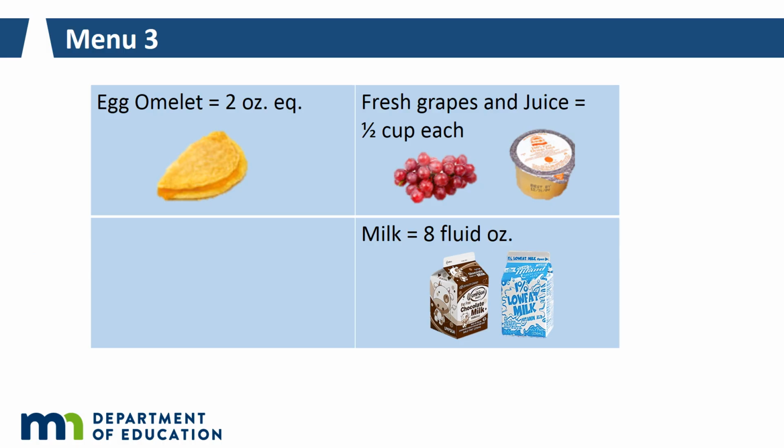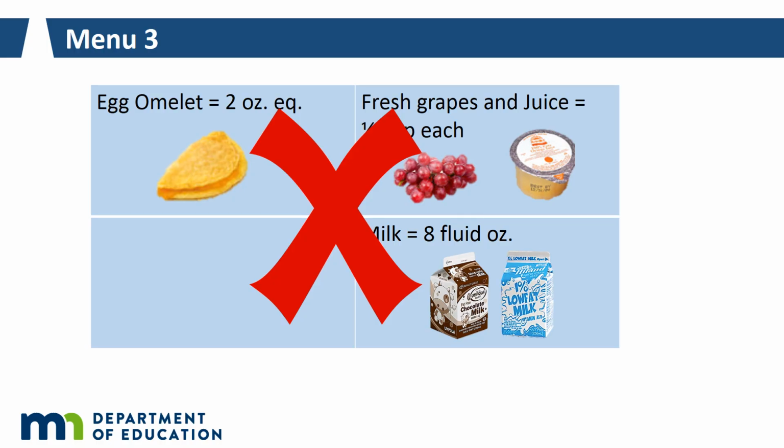Here's another menu: an egg omelet, fresh grapes and juice, half cup each, and 1 cup of milk. Is this a reimbursable menu? No, this menu is missing a full component, the grain. Even though meat alternates can credit as a grain at breakfast, the menu must first offer an actual grain item each day, and then meat alternates can count as grains.